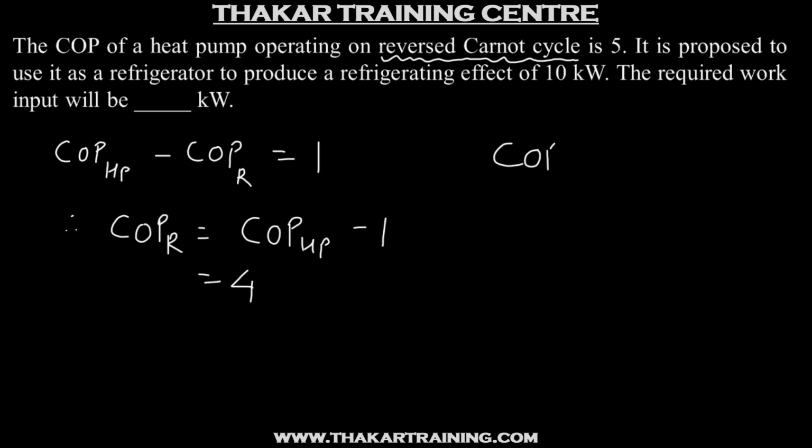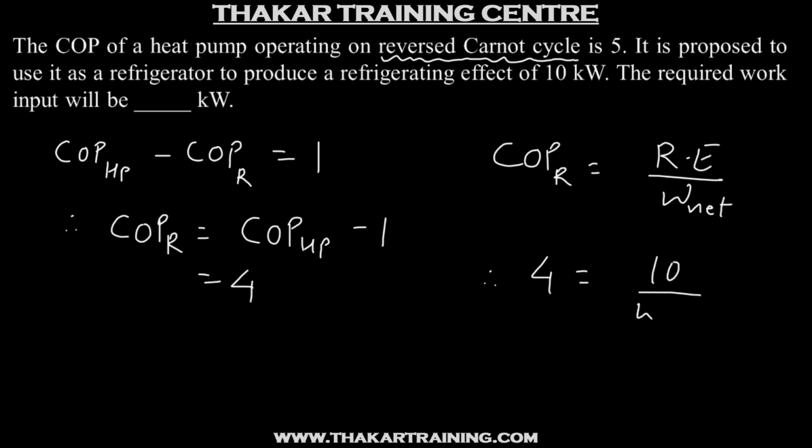Now COP of refrigerator is nothing but the desired effect, that is the refrigerating effect, divided by the net work required for the effect. So we'll have 4 equal to 10 kilowatt upon W net, and so W net equals 10 by 4, that is 2.5 kilowatt. So this will be the required work input. The answer will be 2.5.